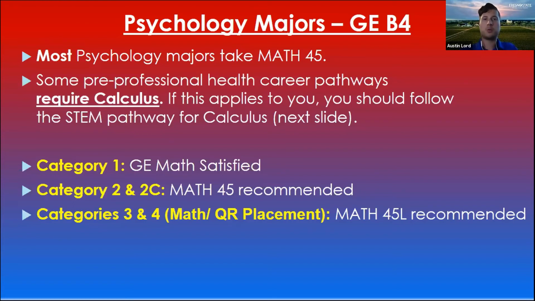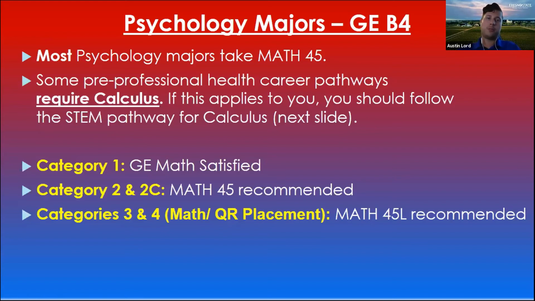Otherwise, for psych majors out there who are not going to take calculus and they know that for sure, you're in one of 3 groups. If you're category 1, that means GE math is satisfied. You took something at a community college, you have AP credit, whatever it is, your GE math is done, you're good. If you're category 2 and 2C, Math 45, again, that's the class that you should be taking. Category 3 and 4, Math 45L is the recommendation there. That is a supported Math 45 class. You have a little bit more time with either another instructor or another student helping you through the material. But again, it's all based on Math 45.